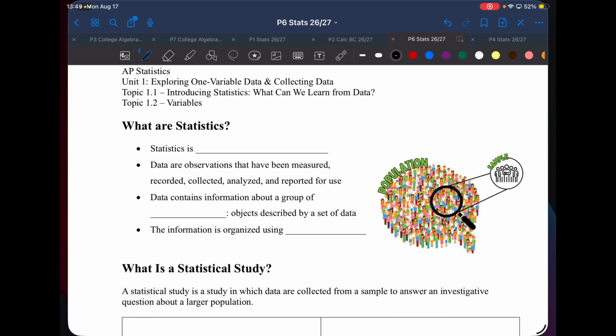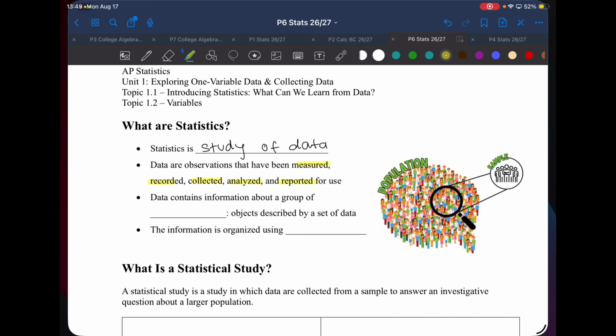So starting off, we have statistics is the study of, any guesses? Data. Data are observations that are measured, recorded, collected, analyzed, and reported for use.